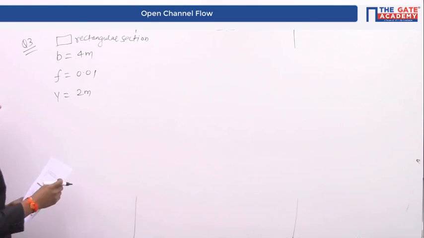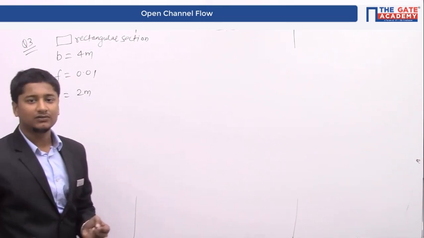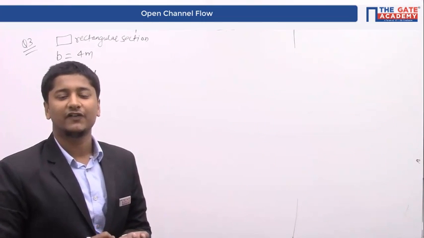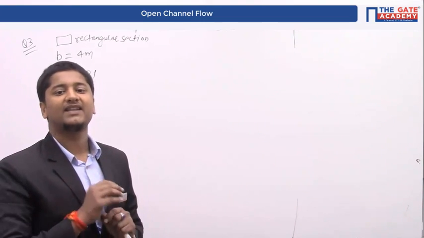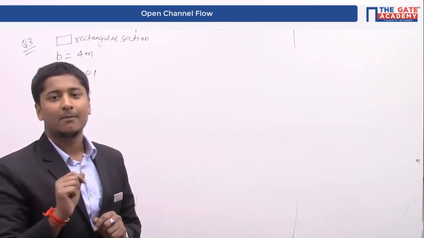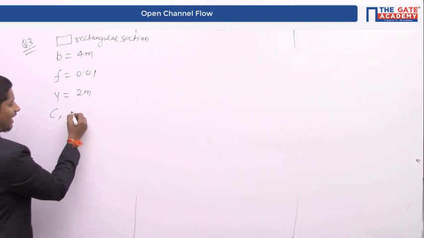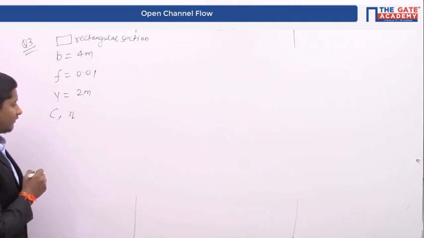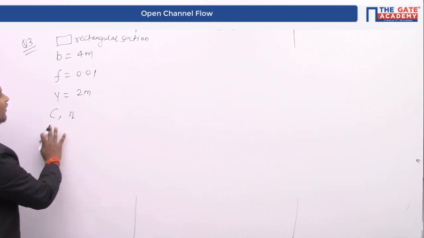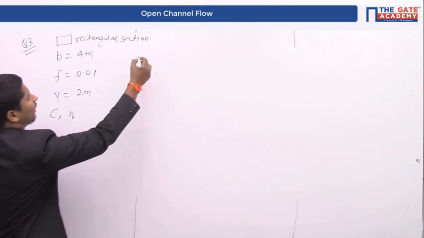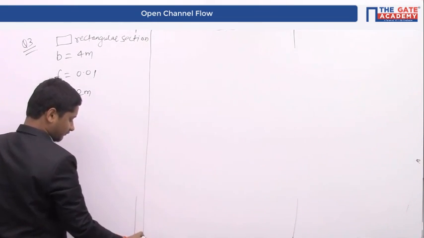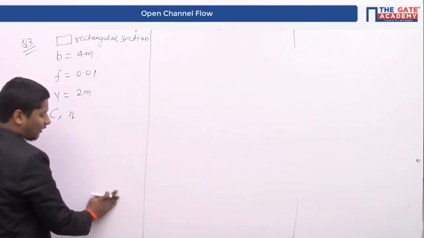And they are telling you to find the value of Chezy's and Manning's coefficient. Chezy's we are denoting with C and Manning's we are denoting with small n. So these values we have to find out. So again, just look at the rectangular section part.